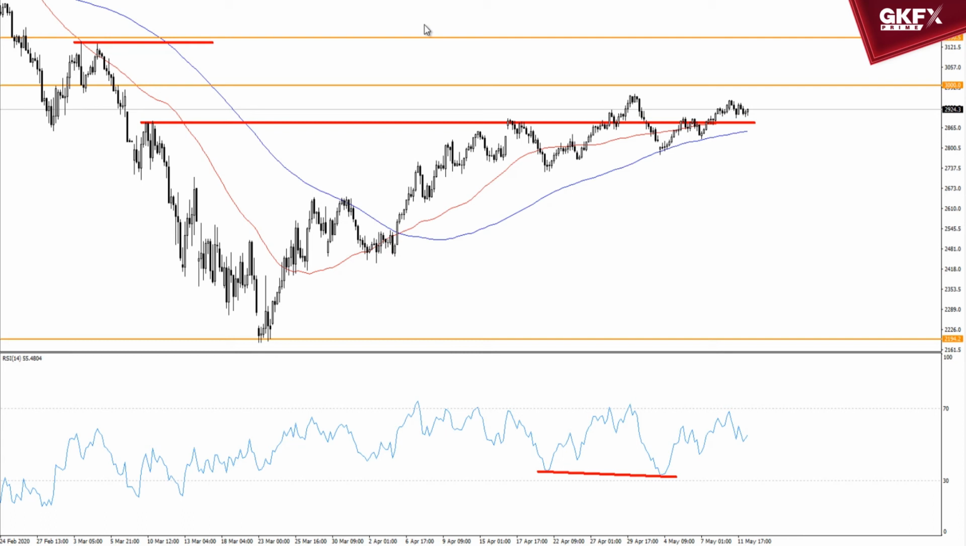It'd be my opinion that if we do get another downdraft in stock markets, then those tech names will probably be the biggest fallers. But for the moment, while we're rising, they're the biggest risers.